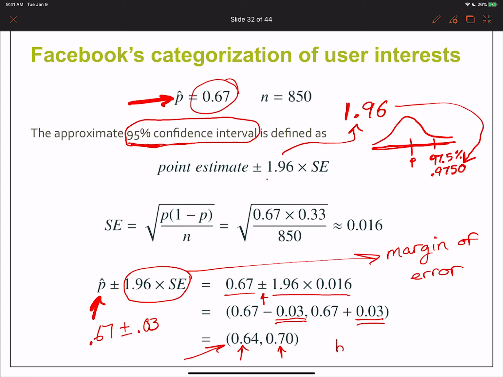Or you could also say between 64 and 70%. All valid ways to report this. So we could say 0.67 plus or minus 0.03. We could say 67%, and then in the footnote we say our margin of error was plus or minus 3%, right? Or we could say between 64 and 70% of people believe blah, blah, blah, right? So those are all valid ways of reporting the answer. Does that make sense, Sarah?